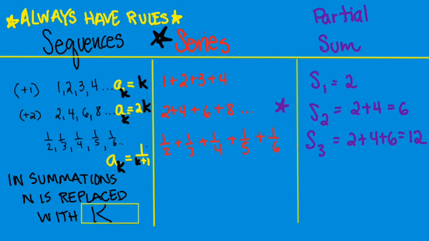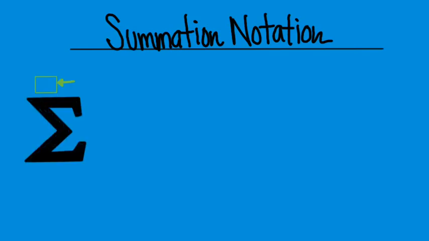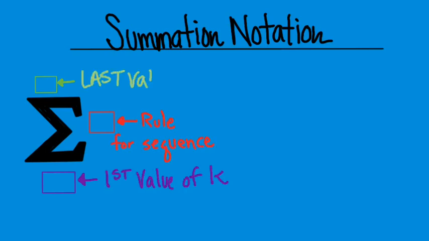Now let's look at how we would do this summation notation. We use a Greek capital letter sigma, which is this kind of funky E, and each part of the letter has a place that represents some part of the summation. The center of it in red is the rule for the sequence. So we would put the rules that we've been learning there. Our first value of k is where we start. What step do we start on? And our last value of k is the last step that we want to end on.